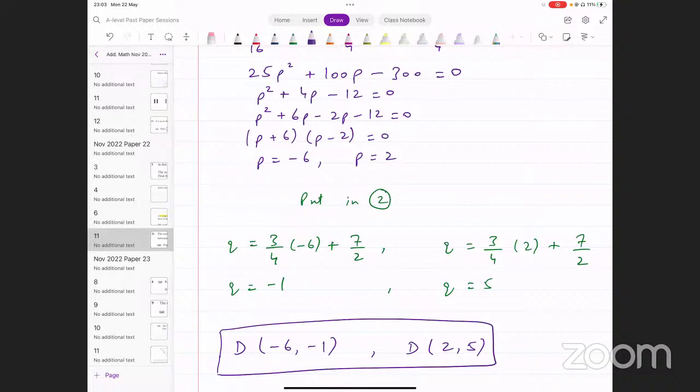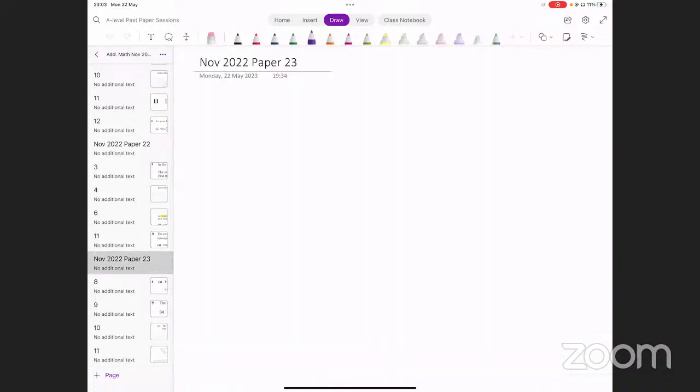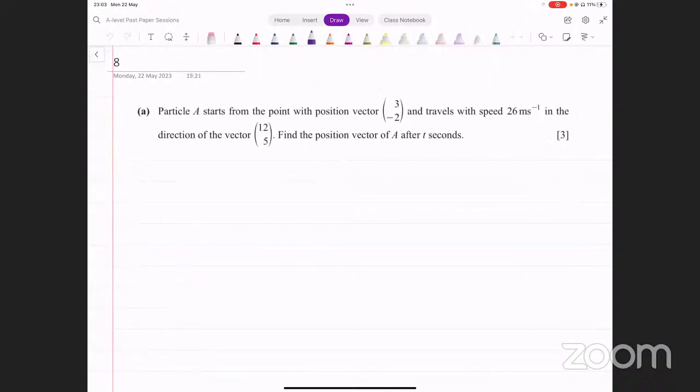All right, let's start with this last one then. This is November 2022 paper 2 variant 3. Let's do the more difficult questions from this paper now. So I'll be doing these 4 questions, 8, 9, 10, 11 from this paper. Let's start with the question that is related to kinematics. Yeah, kinematics and vectors both.